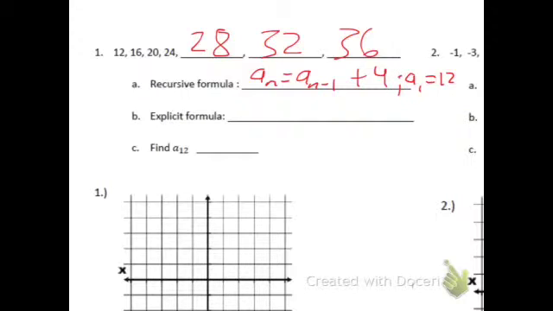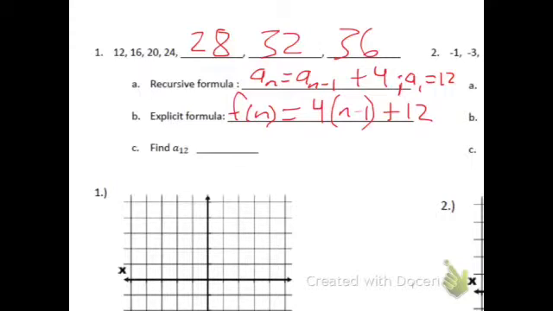Okay? So the recursive ones are going to have at least 2 equations to get it going, to tell it where to start and what the pattern is. The explicit one, on the other hand, let's do f of n equals your common difference, which is 4, in front of n minus 1. And then you add your initial value, which is 12. And there you go for that.